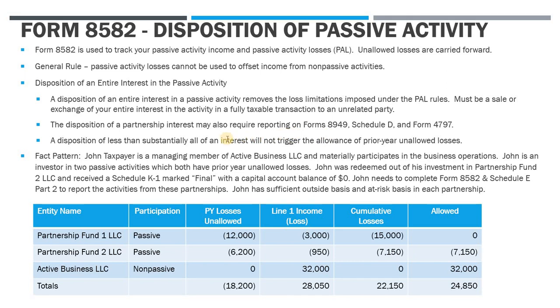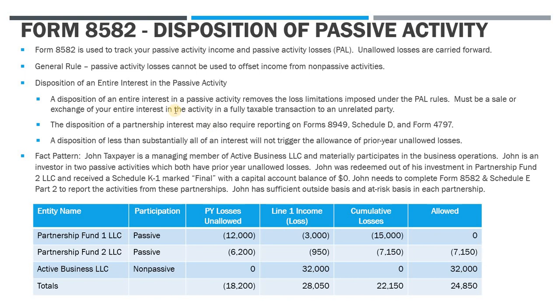Now, really important here to remember that it has to be a sale of basically the entire activity, right? So a disposition of less than substantially all will not trigger the allowance of prior year losses. So if you're just selling a little bit here and there, it's not going to be enough to recharacterize it. You're still going to have a carry forward of those losses.